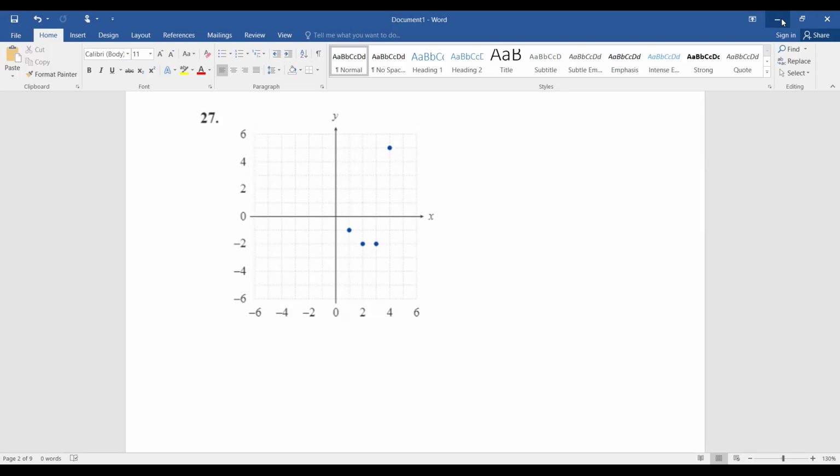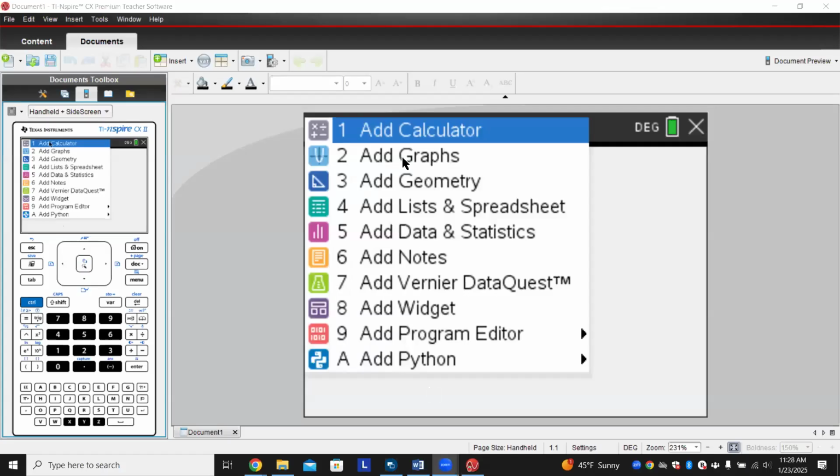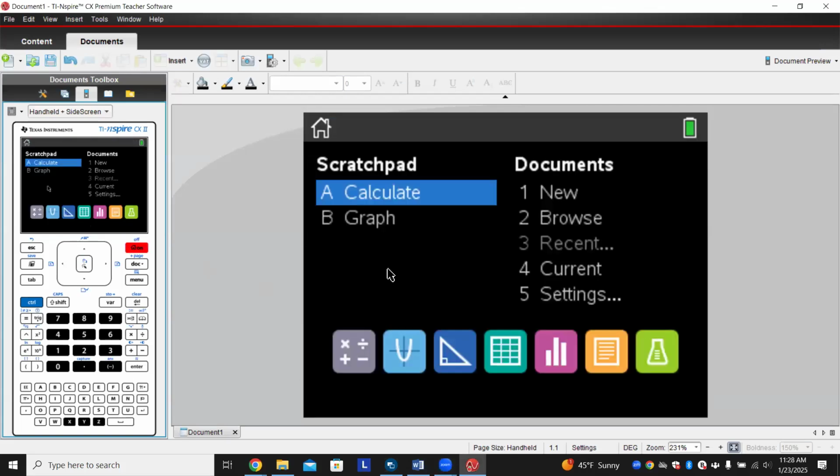All right, so let me share screen, make sure y'all can see it, and y'all can, okay. All right, so this is what an Inspire looks like. Typically, you might see something like this at a home screen. If you don't, just hit the home or on button to get to this screen.